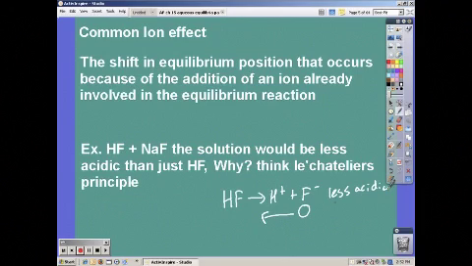If we have less hydrogen ions, it's going to be less acidic because of the reaction shifting left. So if you already start with products, then we aren't going to need as many products for it to reach equilibrium.